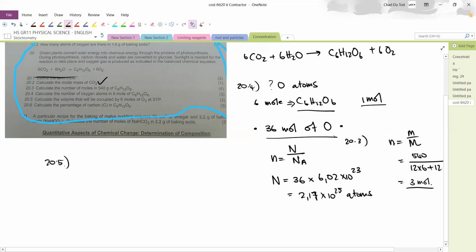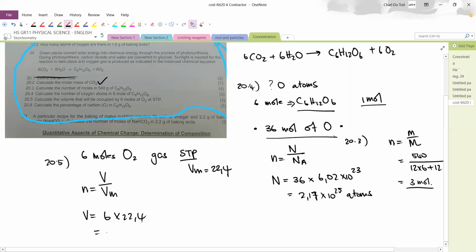20.5. Calculate the volume occupied by 6 moles of oxygen gas at STP. Okay, the mole is the volume divided by Vm. And at STP, my Vm value is 22,4. So the volume is the amount of mole, 6 times 22,4. Okay, what's that? 134,4 cubic decimeters. Just check, oxygen is diatomic, but there are only 6 moles.